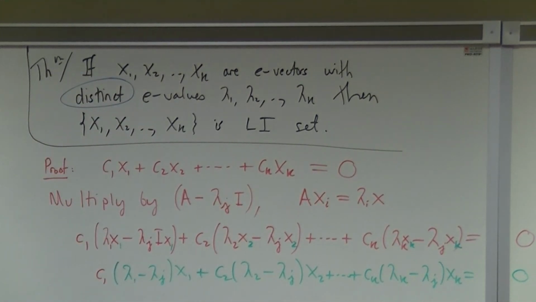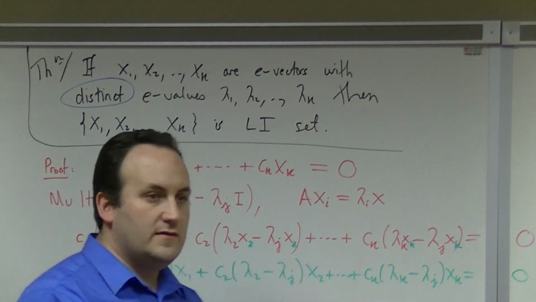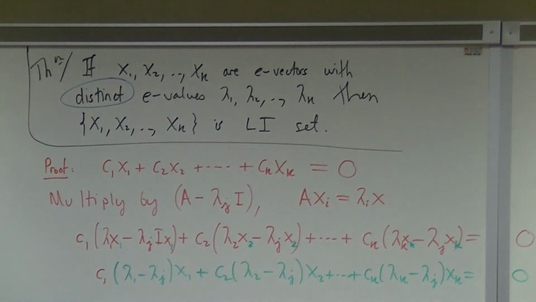They're distinct. What does that mean about these differences? Lambda 1 minus lambda j, lambda 2 minus lambda j? They're all different? Yeah, well, in particular, they're all non-zero. You're right, they're all different too. That's also true. They're all non-zero except for one. Which one would be 0? The jth one would be 0. Oh, bummer.